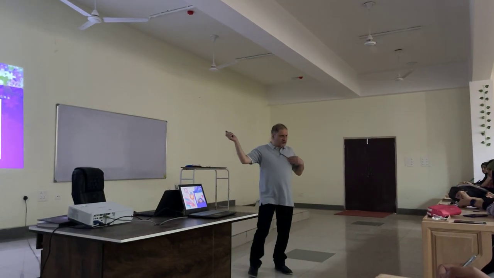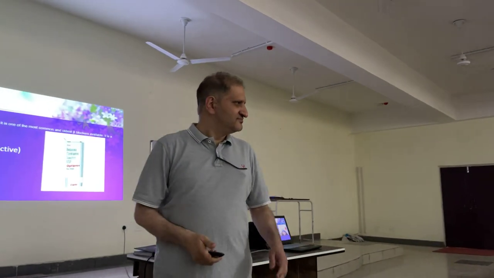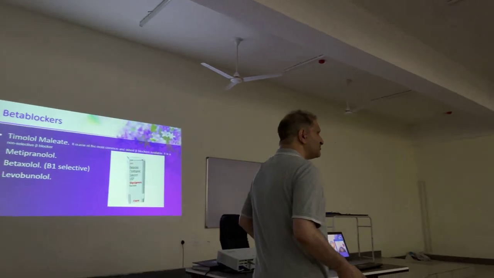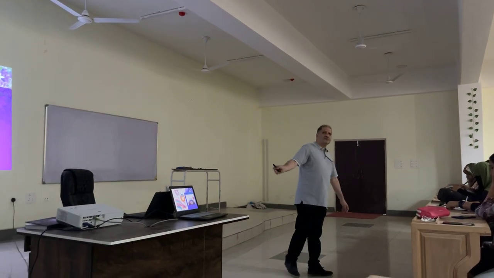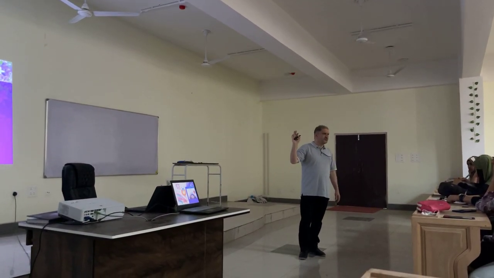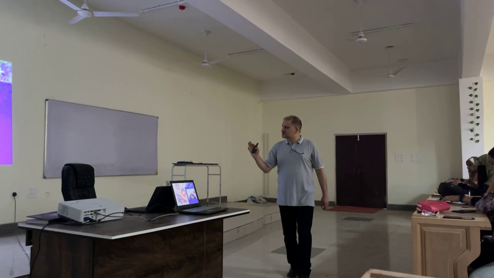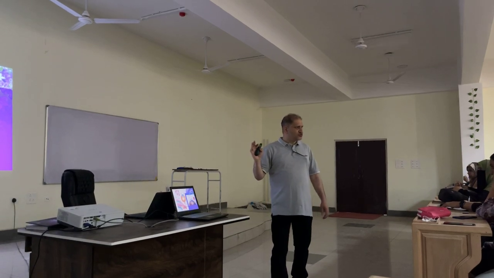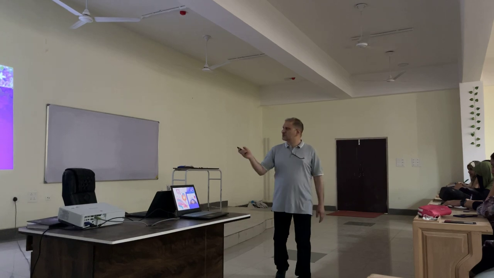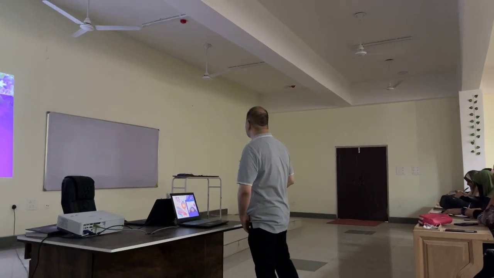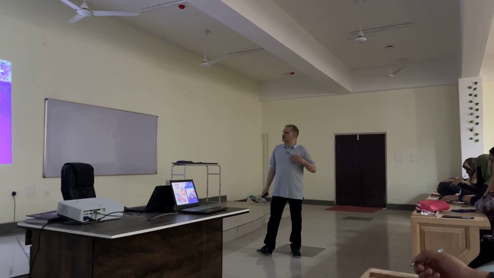Now, the next group is beta blockers. If I have to rank them, I will give them a silver medal. They are good, but not better than prostaglandin. But they are cheaper. For people with less finances, you can prescribe these drugs. The most important drug is timolol. Then there are others: metipranolol, betaxolol, levobunolol.